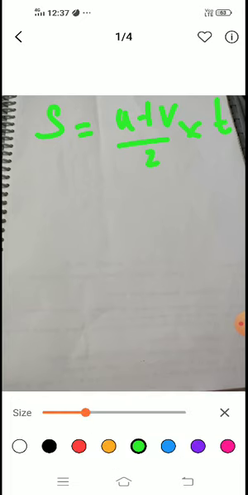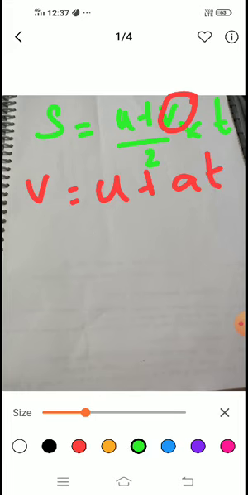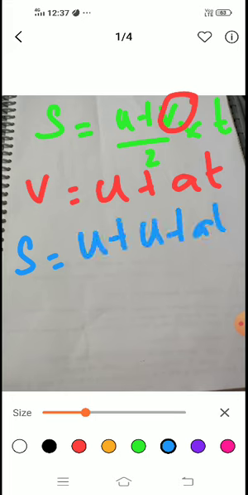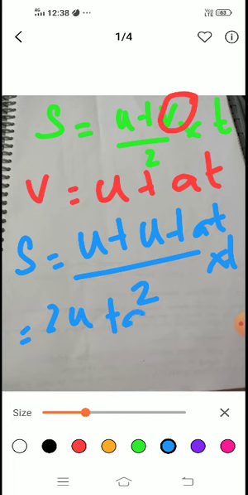Let us do it. S is equal to u plus v divided by 2 into t. Now I am going to substitute for v. What is v formula? v is equal to u plus at. So by substituting, s is equal to u plus u plus at divided by 2 into t. So u plus u is 2u. Therefore 2u plus at divided by 2 into t.